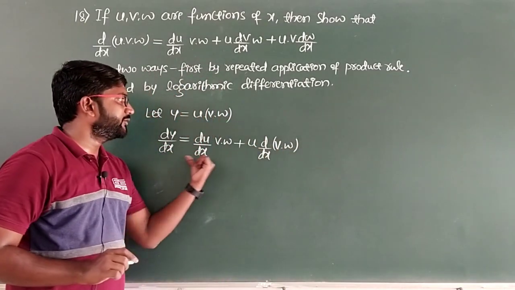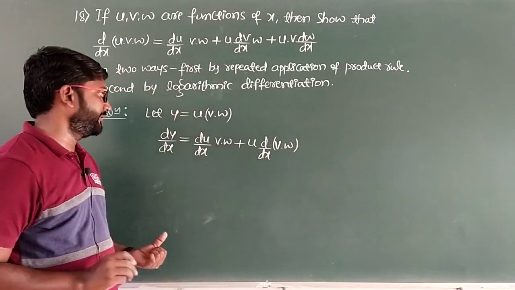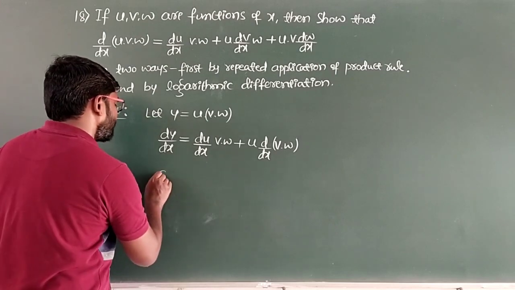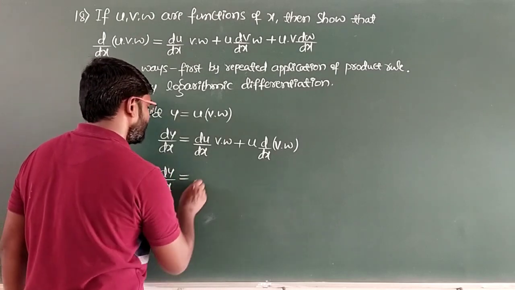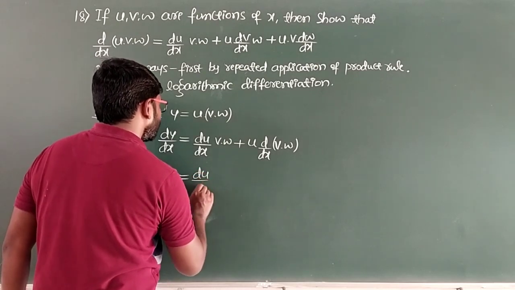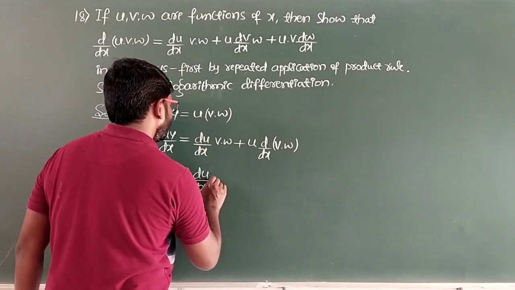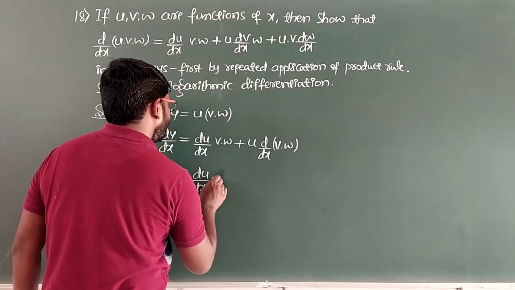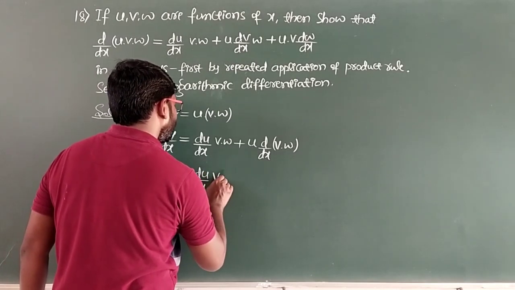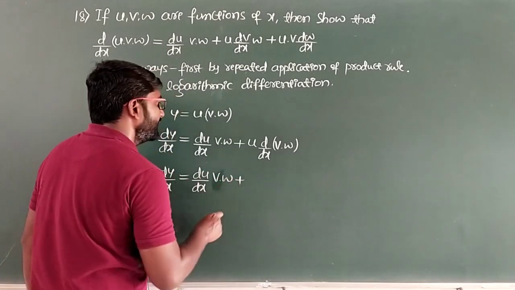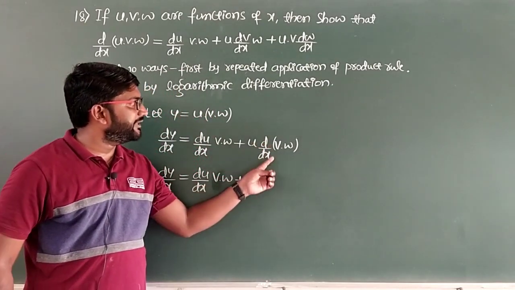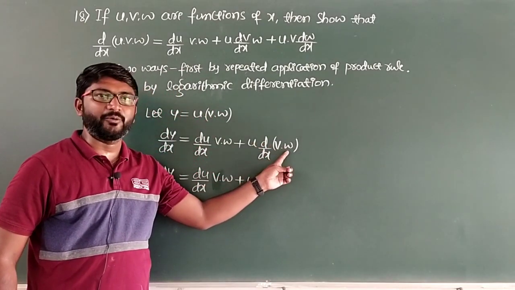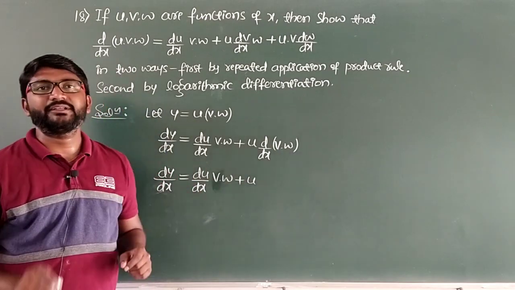Then simplify this further, dy by dx which is equal to du by dx into vw plus u, I will be writing it as it is. Now we have to take the derivative of these two functions v into w. Once again we have to make use of the product rule.